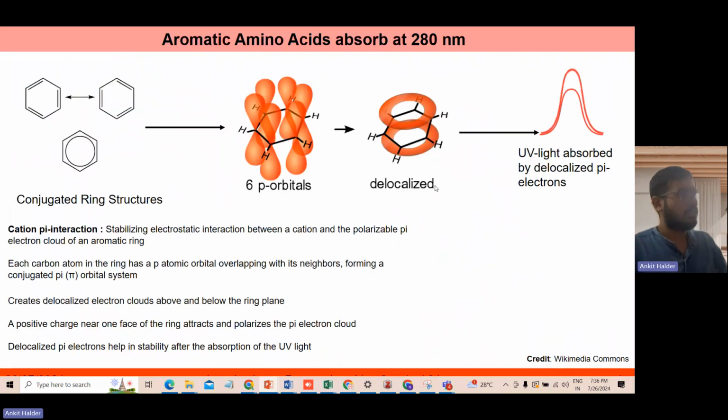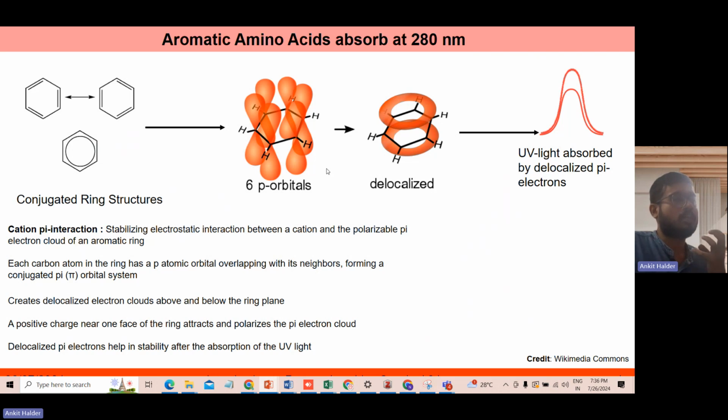So aromatic amino acids absorb at 280 nanometer. Why? Because they have this conjugated ring structure. What Hari has mentioned is correct, and what Priya was trying to say, that yes, it is an aromatic ring which gives it the property, but the actual reason is that it has conjugated pi bonds. These pi bonds are in a delocalized state, not in a very localized state.